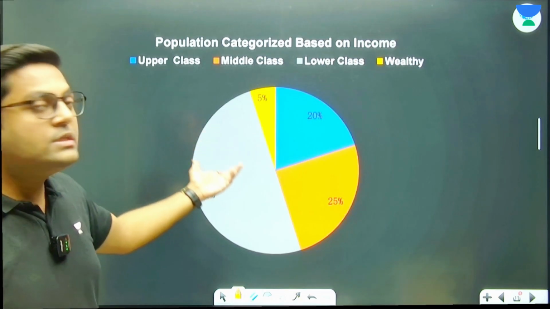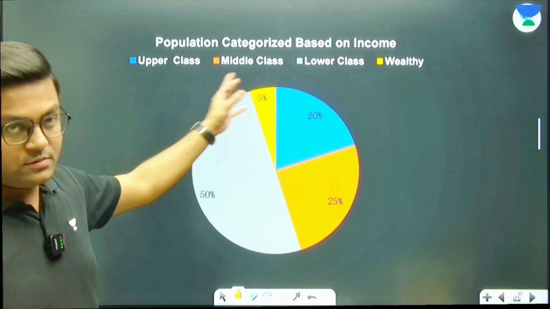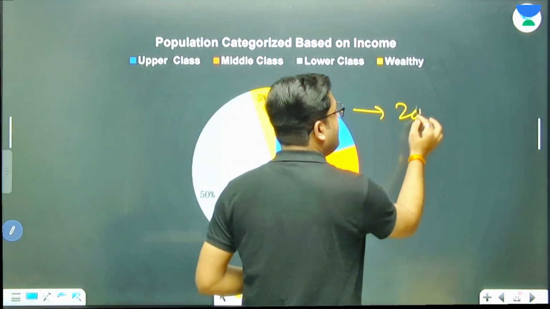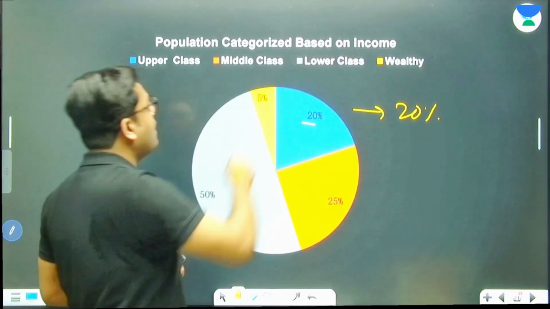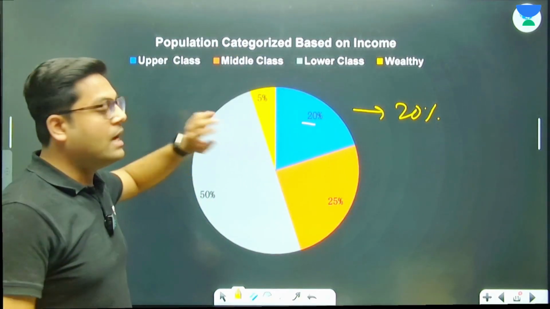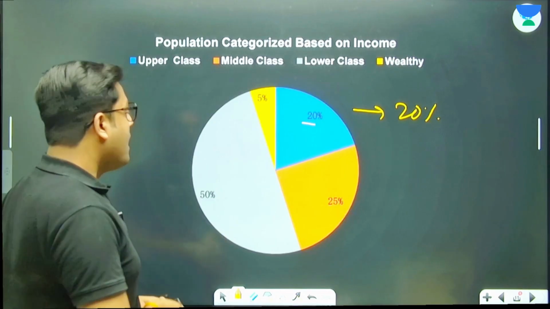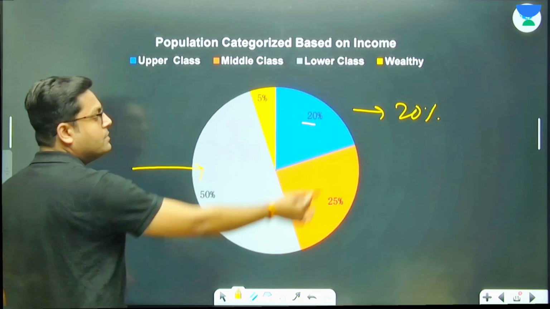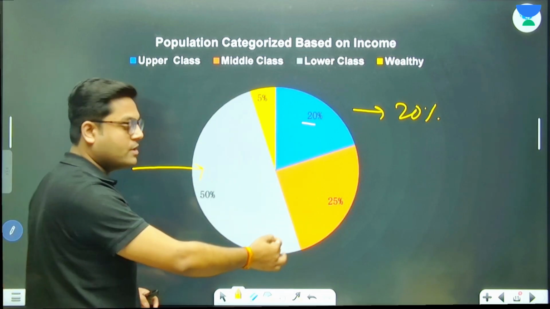You know, some students, whenever something comes of this sort, directly use it as if 20% of the population are upper class due to this particular reason and so on. We do not need to mention it like that at all. How we need to mention it? So you have to write, as you can see, the majority of this particular pie chart is 50%.